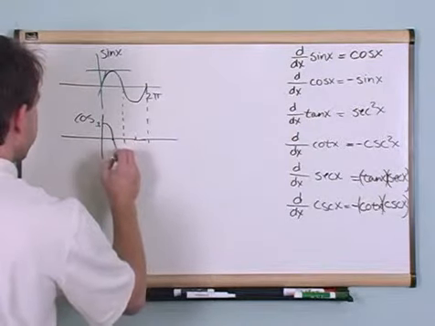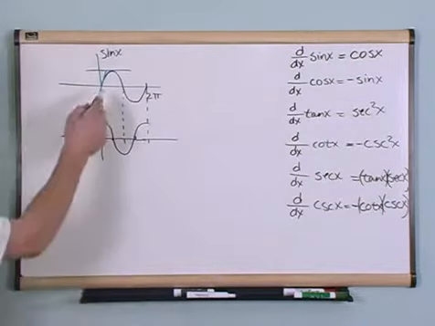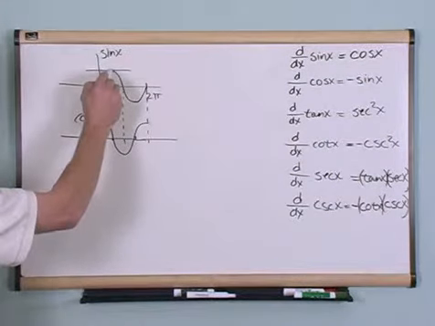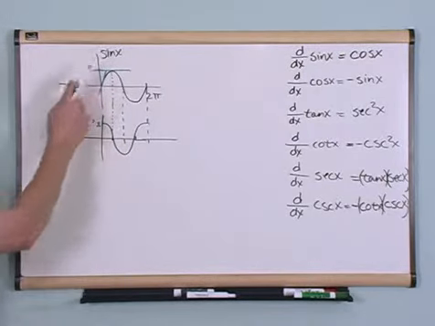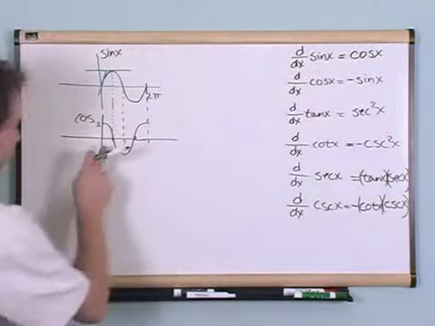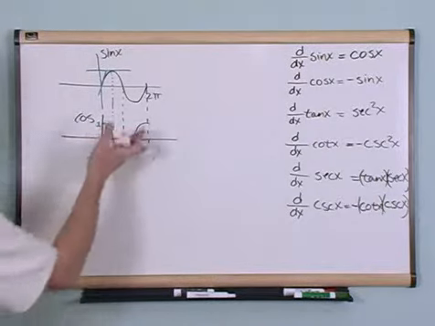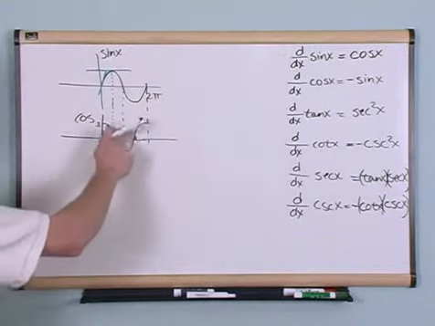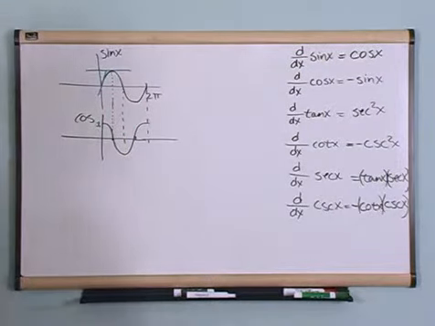It goes down like this, up like this, and over. Okay? So here, at this point, the slope of the line tangent to the sine curve is 0, so the derivative of sine, which is cosine, is 0 at that point. So this curve here, the cosine curve, is the derivative of the sine curve. Every point along the cosine curve is the slope of the line tangent to the sine curve.